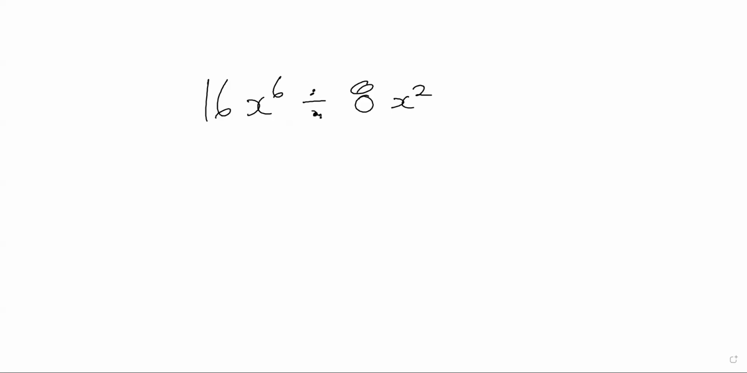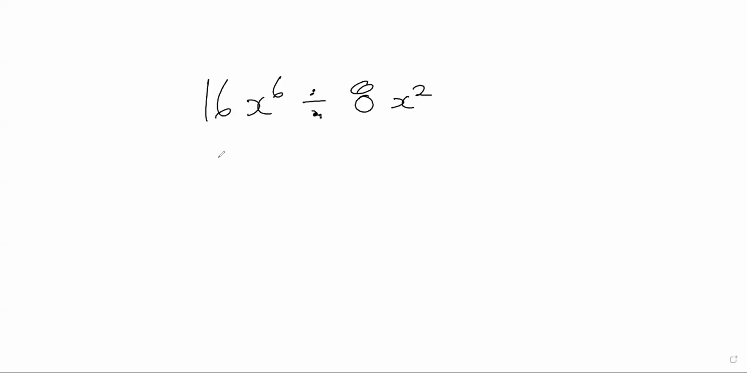All right, one more. Try this one again, and then we can discuss. 16x to the 6 divided by 8x squared. That's it. All right, good job. So this will be x to the 6 minus the 2, right? So this will be 2. 6 take away 2, 4.